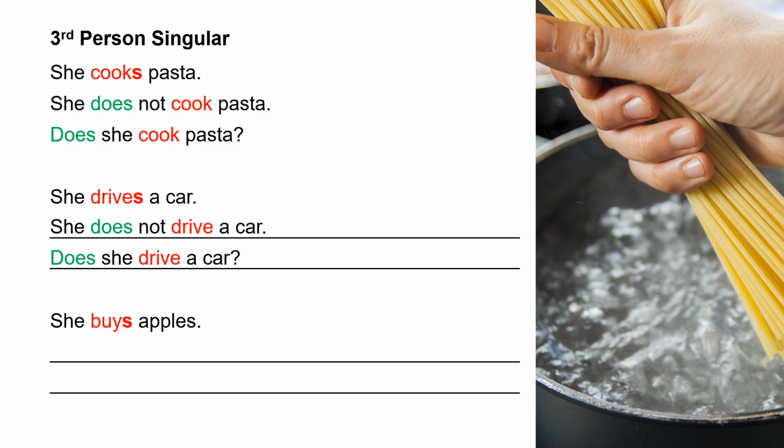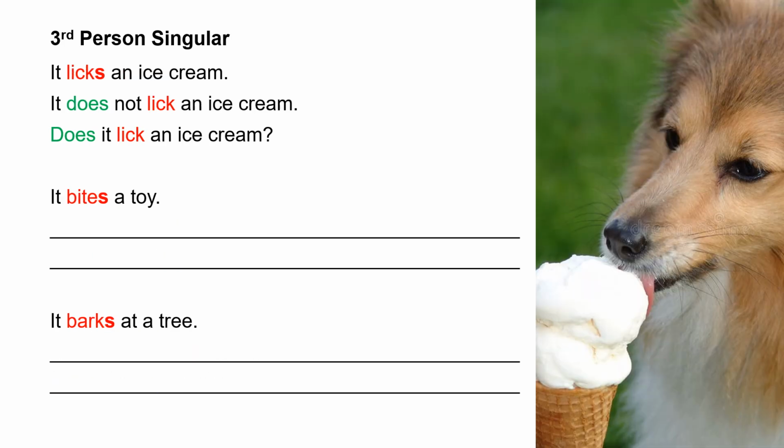She buys apples. She does not buy apples. Does she buy apples? It licks an ice cream. It does not lick an ice cream. Does it lick an ice cream? It bites a toy. It does not bite a toy. Does it bite a toy?